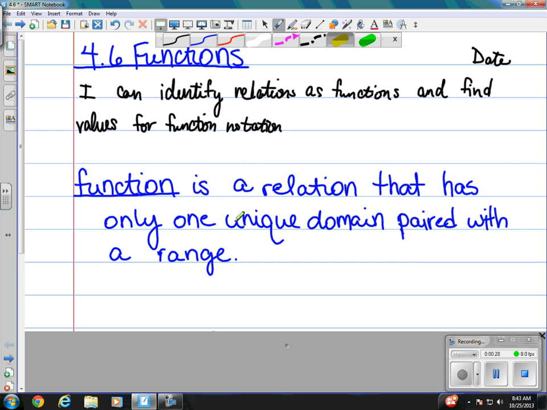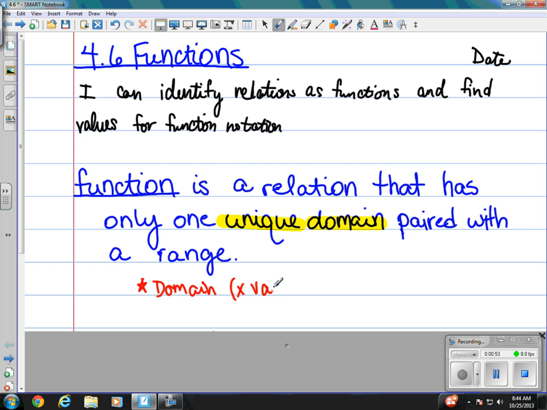The key words here are unique and domain. Unique means they all have to be different, so therefore they cannot repeat. And if you remember from our previous lessons, domain is our x values. So for functions, we say the domain, which remember is our x values, cannot repeat.